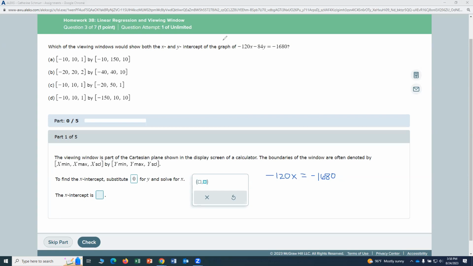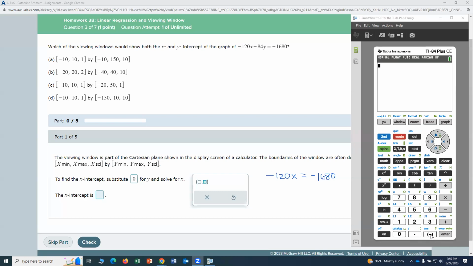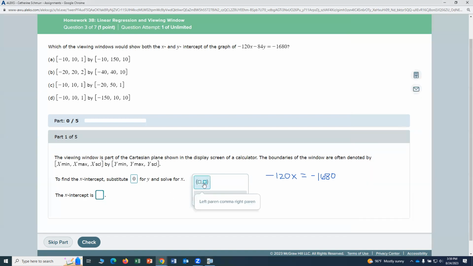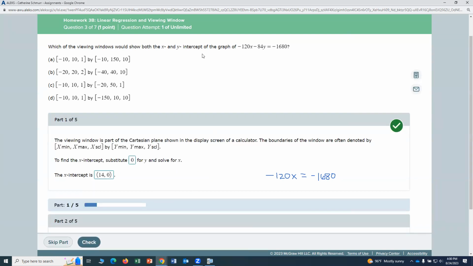So to find my x-intercept, I'm going to go ahead and pull up the calculator and plug in negative 1680 divided by negative 120. That will give me my x-intercept of 14. Now, they want an ordered pair. An x-intercept, you always want to list your x value first. We found the x was 14. At the x-intercept, the y is 0. So it's going to be the ordered pair 14, 0. Okay, good.